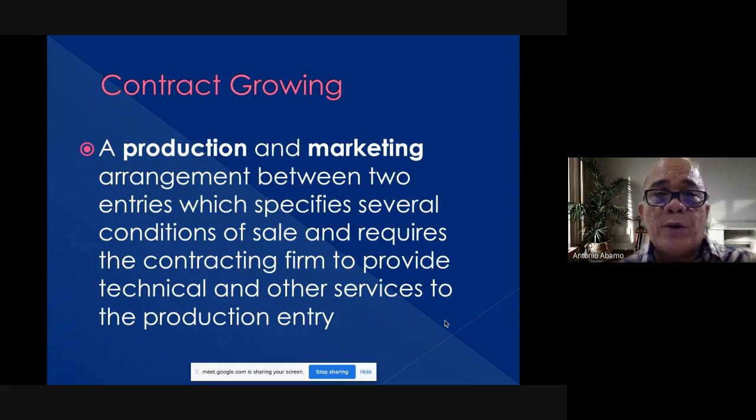Now, a good example of a contract growing arrangement is in the poultry business. San Miguel or Bounty Fresh, an integrator, contracts with a grower, a certain farmer, and they agree in terms of the production and marketing arrangement. So that is a good example of contract growing. So far, the viable contract growing in the Philippines is predominantly concentrated in the poultry industry. There are contract growers in the swine industry, but it is not very common.